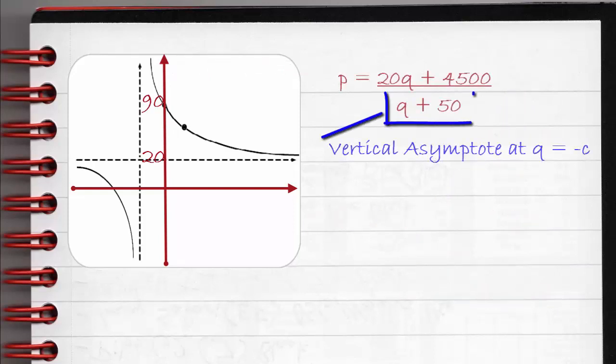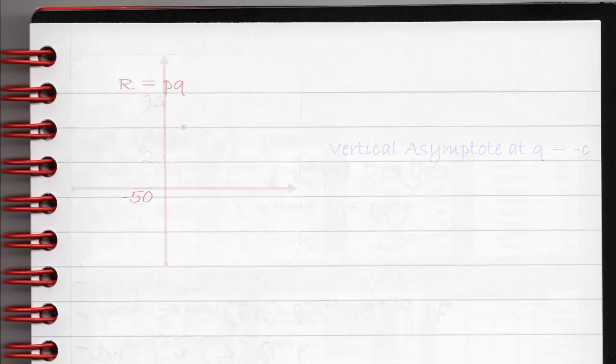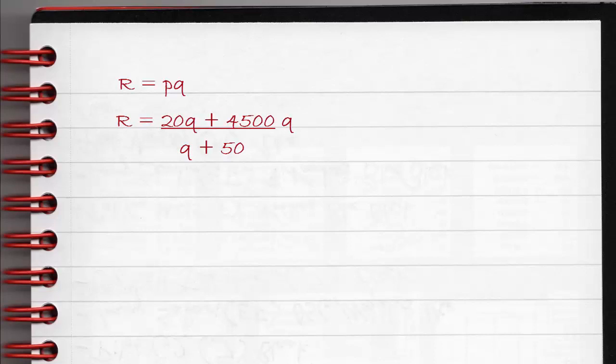This gives the linear to linear rational demand function. Then revenue is just found by multiplying by q. So r equals (20q squared plus 4,500q), all divided by (q plus 50). And this is a quadratic to linear function.